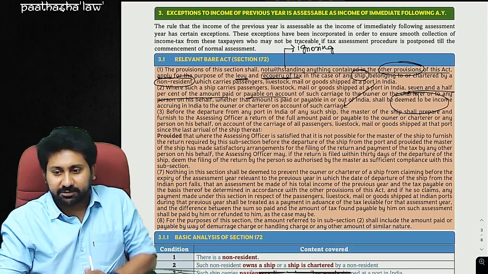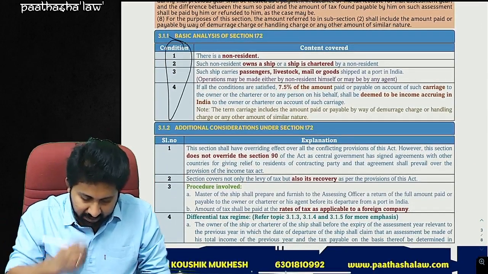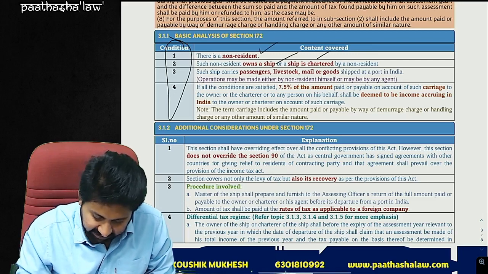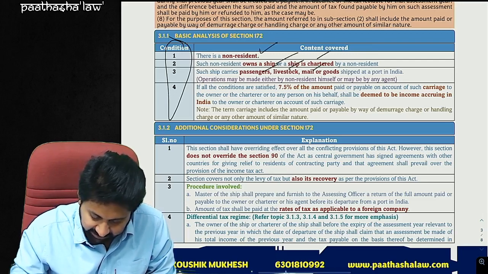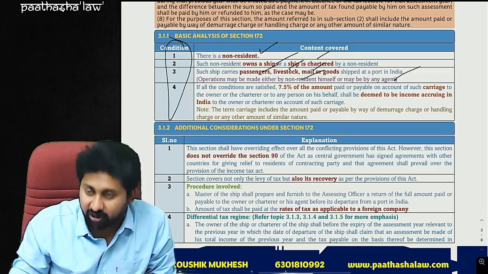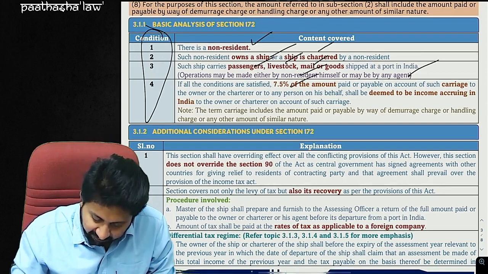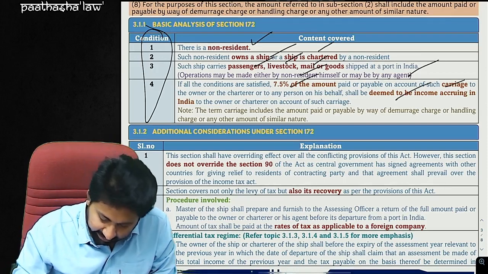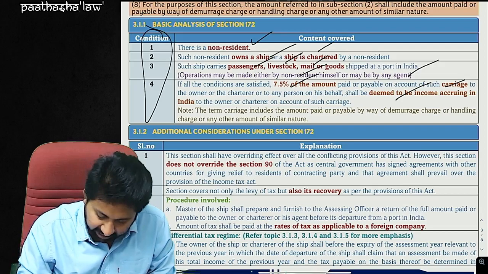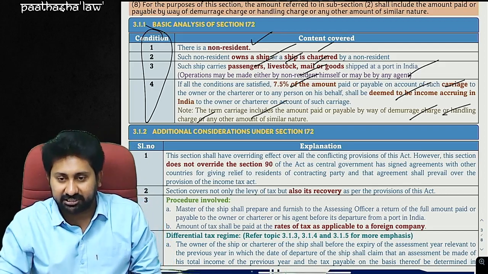Let's read subsection number 7. Before going into this, read these 4. Non-resident must be there, owns a ship or chartered, carries passengers, livestock, mail or goods. Operations may be made by the non-resident himself or even by an agent. If all the conditions are satisfied, 7.5% of the amount of carriage shall be deemed to be the income. The term carriage includes demurrage, handling charge and any other amount of a similar nature.